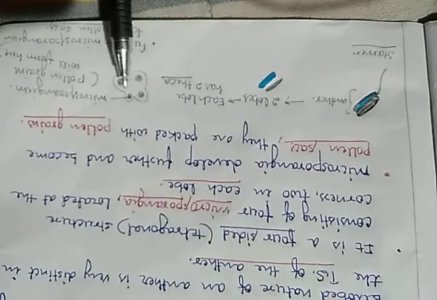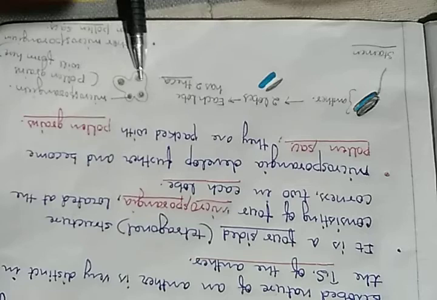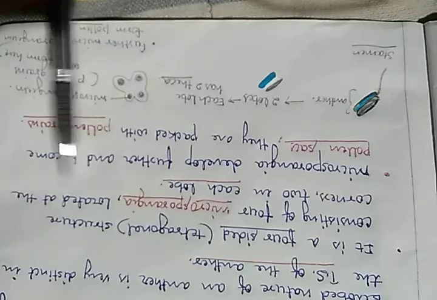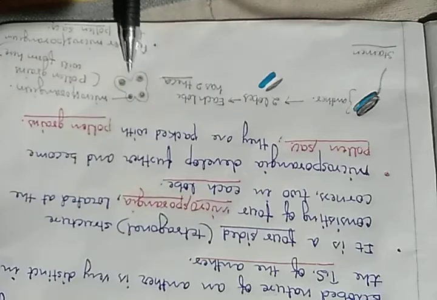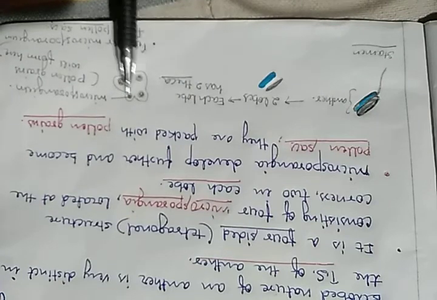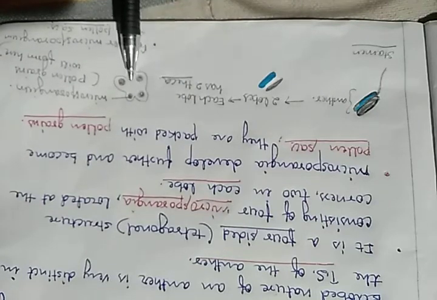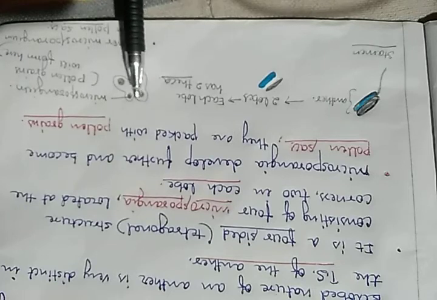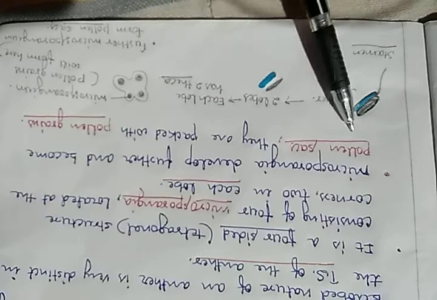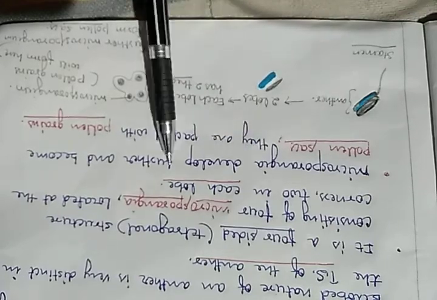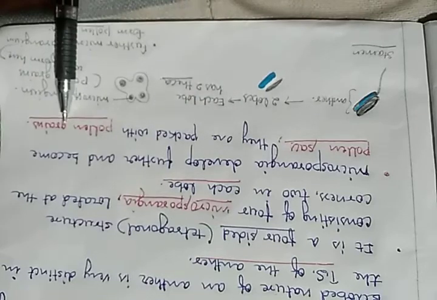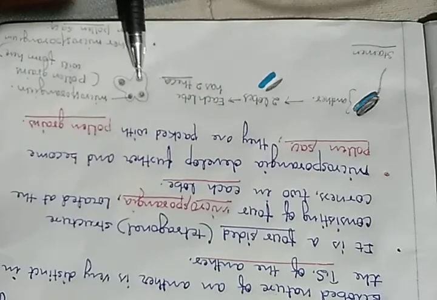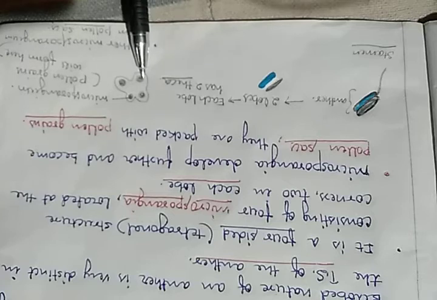Look here. These are the 4 microsporangia, located at the corners, 2 in each lobe. Because this whole part is one lobe, and this one is the other lobe. So in each lobe there are 2 microsporangia present. Next point, microsporangia develop further and become pollen sacs. They are packed with pollen grains. Here the formation of the pollen grains will take place.